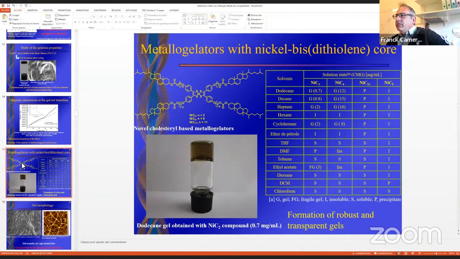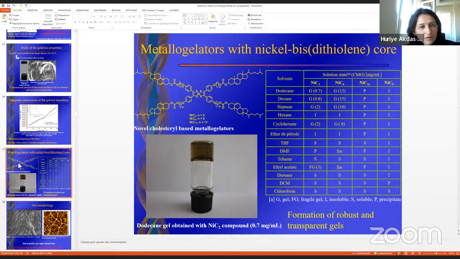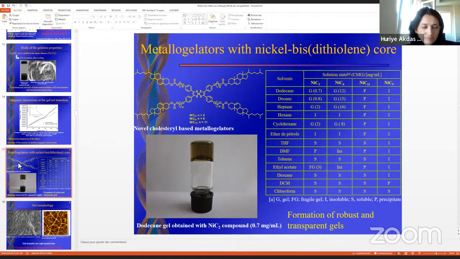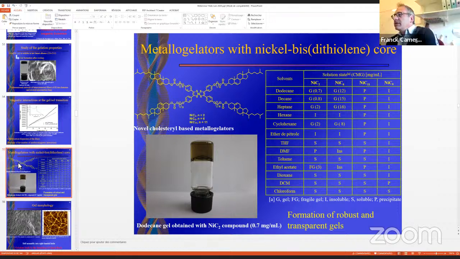Here, for example, everything is different. Everything is important, but you have to find the right balance, as I said, between the solubilizing part and the aggregation part. If you put too much hydrogen bonding motif, you will have precipitation. If you put too much solubilizing parts, you will have soluble molecules. So you have to find the right balance to get these gelations. This is not easy, but you have to think about the design.